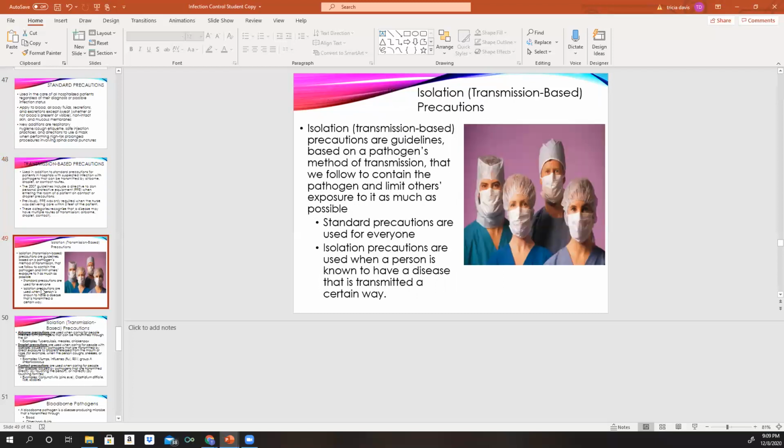Then we have isolation transmission-based precautions. Isolation transmission-based precautions are guidelines that are based on pathogens' method of transmission that we follow to contain the pathogen and limit exposure to others as much as possible. Standard precautions are used for everyone, and then isolation precautions are used when a person is known to have a disease that is transmitted a certain way.